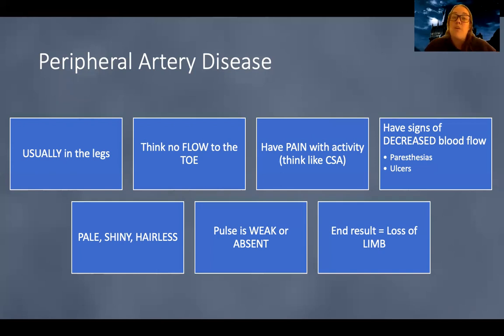You should expect that their foot pulses, the dorsalis pedis and the posterior tibial, are going to be weak or absent, and that's considered an emergency. You definitely need to contact someone about it when they're absent. The end result I'm really worried about is that they're going to lose their limb, because it gets to the point where that artery gets narrower and narrower until, again, there's no oxygen and no blood flow.